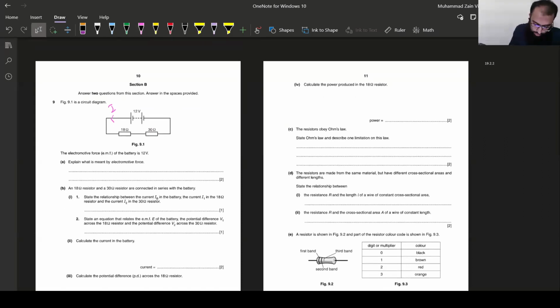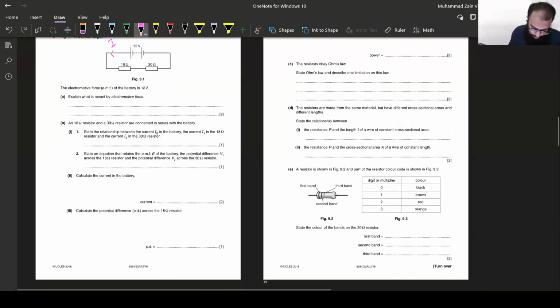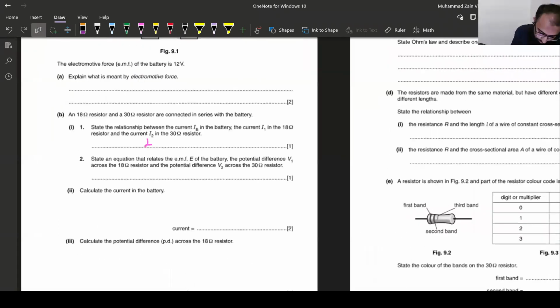So I could simply write that IB equals I1 equals I2. So this is something I know.